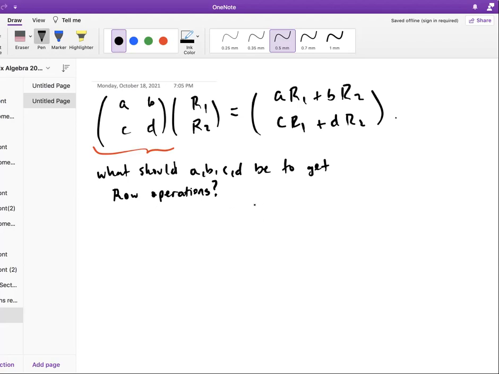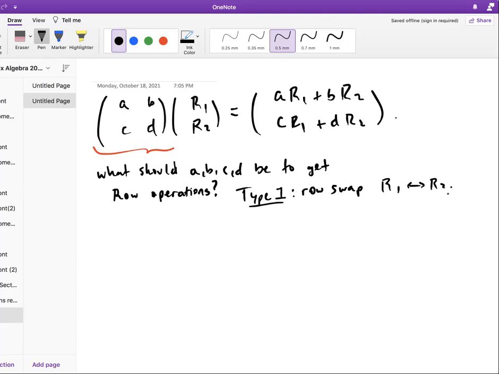So what do I mean by that? Can someone remind me what our type 1 operations are? Our type 1 row operations. So now we're going back to Gaussian elimination. What was the type 1 operation? Remember, this was the row swap, right? So you swap 2 rows. Let's just start easy. Row 1, swap row 2.